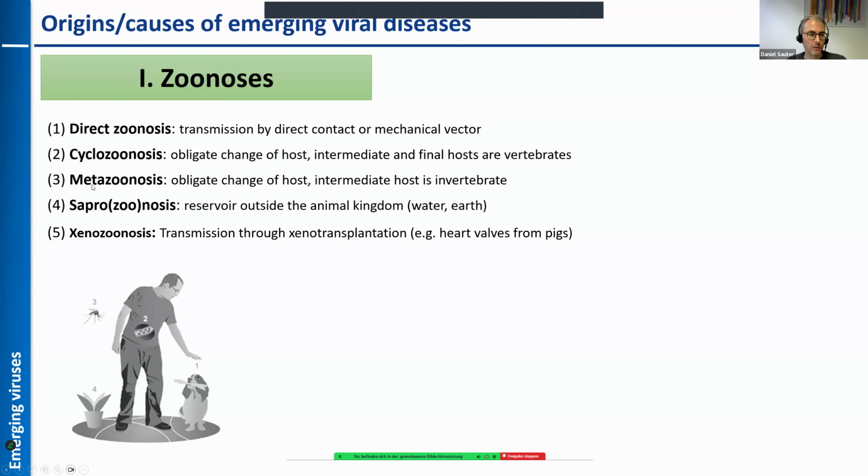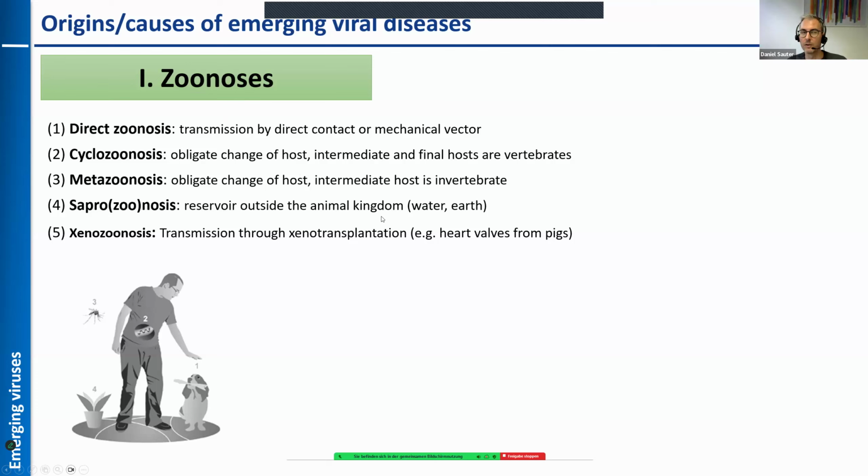Then there's something called metazoonosis. So here the intermediate host would be an invertebrate. So it could be a mosquito vector or a tick, for example. Then in contrast to zoonosis, there's also this term sapronosis, which means that the reservoir is actually not an animal species, but the inanimate environment.